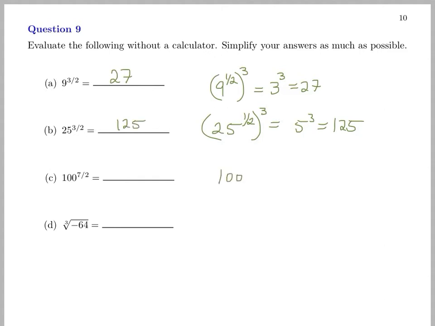100 to the 7/2 is 100 to the 1/2, and then to the 7th. So that's the square root of 100, which is 10, to the 7th. So that's a 1 with 7 zeros. And then the last one is the cube root of minus 64, so that's minus 4.